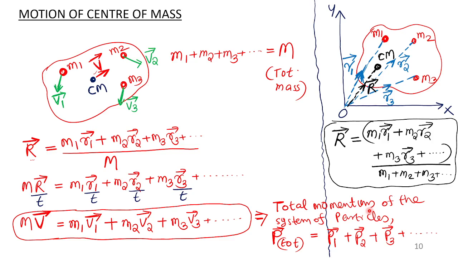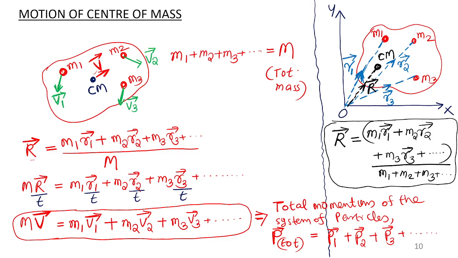The next question: is it necessary that each component mass moves with a fixed velocity? No. Each component mass may have acceleration. It is not necessary that each component mass moves with a fixed velocity. The moving body may have acceleration.